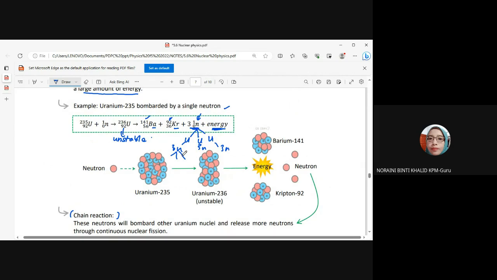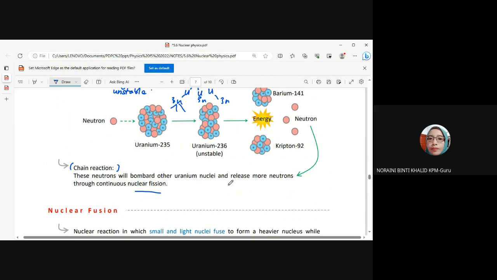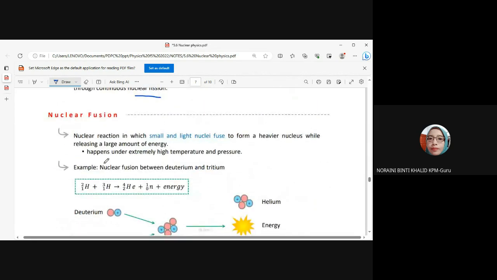Kalau kita biarkan, neutron tu akan terus collide sebab kita ada millions or maybe billions of atoms or nucleus of uranium. Okay, you imagine berapa energy release kalau satu uranium energy dia berapa? If we have billions of uranium atoms inside, okay, so it's very dangerous. That's why ada safety precaution. Nanti kita lihat. Okay, next, nuclear fusion.